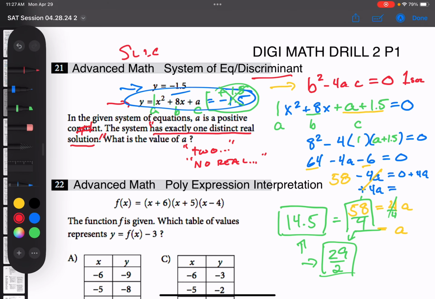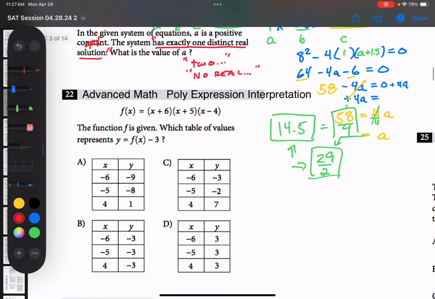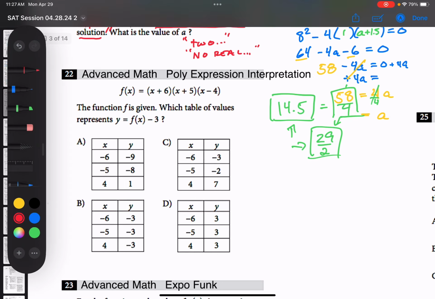that you should get used to, especially if you want to break your 600 and go for a 650 plus. All right, let's go to question number 22. Question number 22, they're showing us a function. All right. A polygon, all right, no problem. Now they say the function f is given. Which table of values represents y equals f of x minus 3?